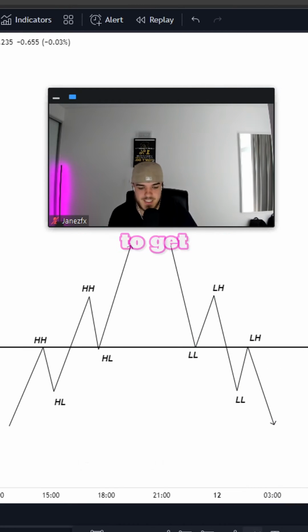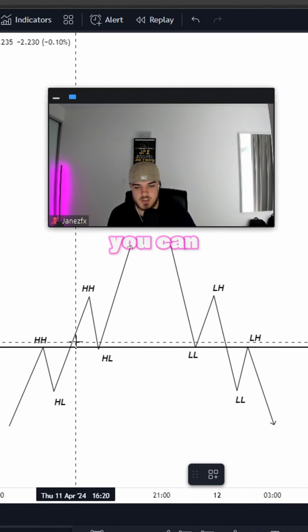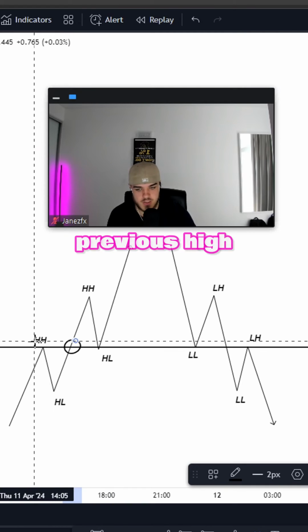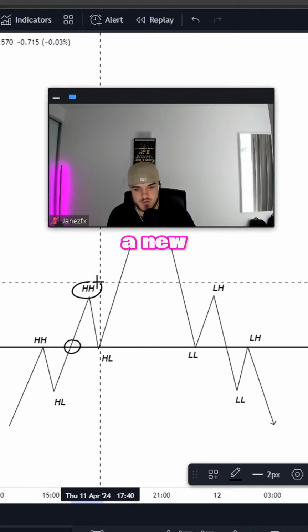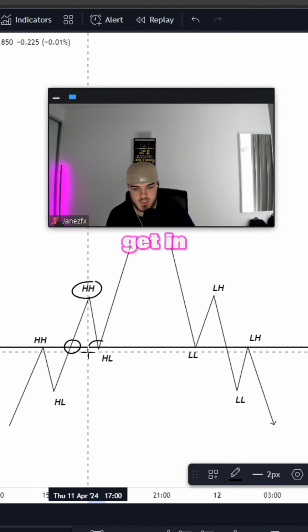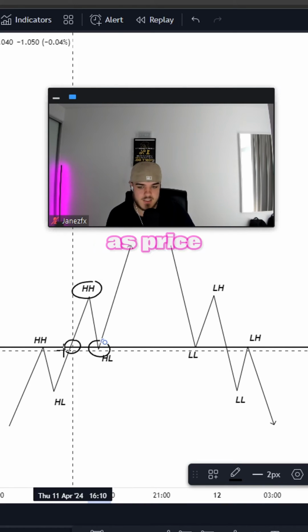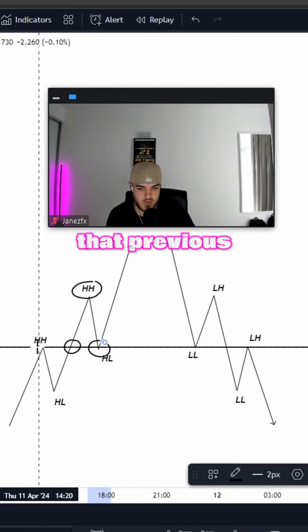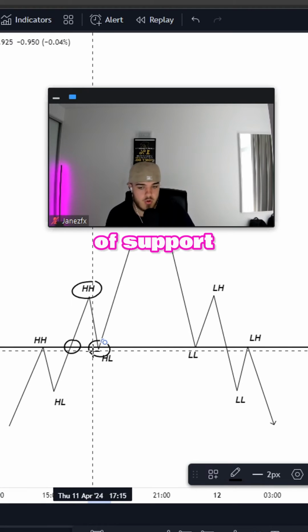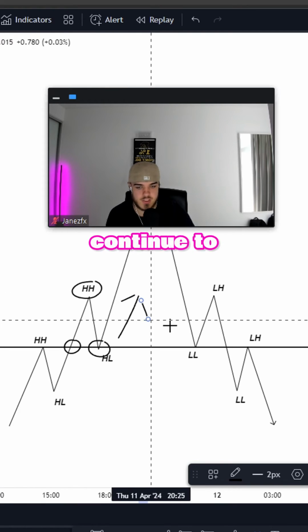Now there's multiple ways to get in. If you're a breakout trader, you can look to get in as you start to get candle closures above that previous high, anticipating price to form a new high. If you're a break and retest trader, supply and demand trader, you'll be looking to get in down here as price pulls back to retest that previous high, understanding that it can turn into a level of support, and then you'll be looking for price to continue to the upside.